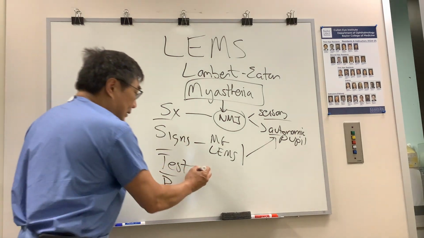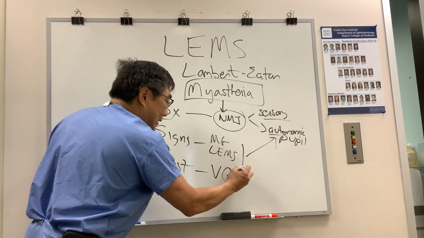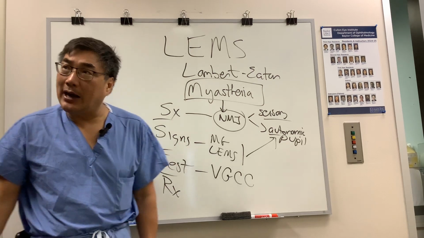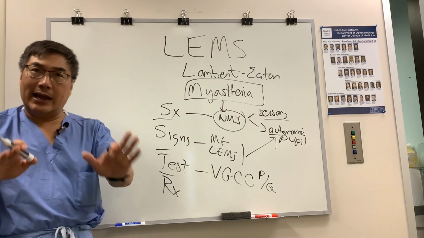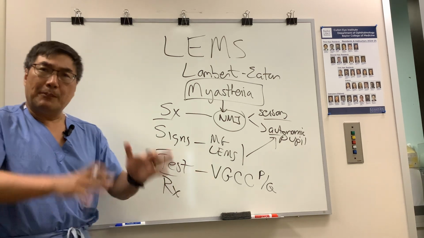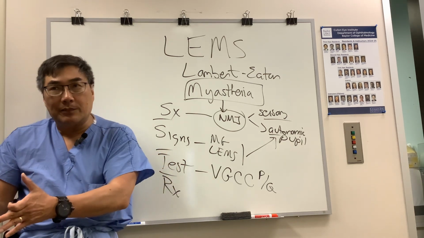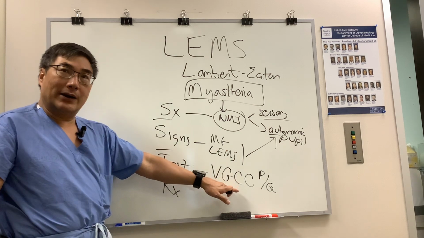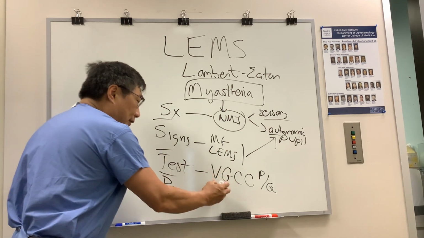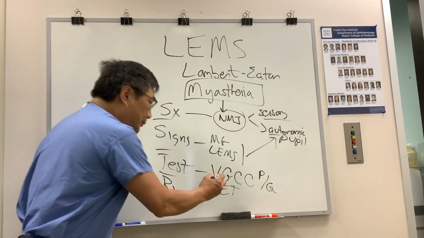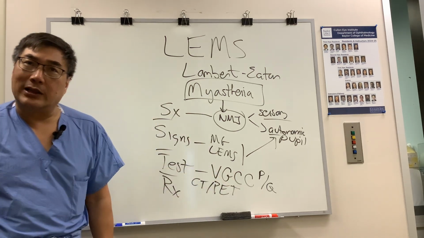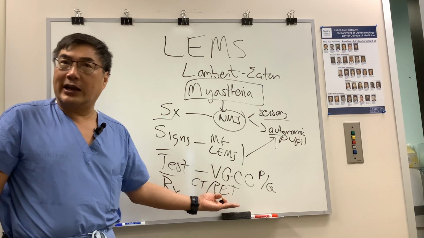The test is a blood test, voltage-gated calcium channel antibody. It is a P/Q antibody, less commonly the N antibody. And there's two forms, paraneoplastic and non-paraneoplastic, even though they're both autoimmune antibody mediated. And that means you have to do a full imaging study, a CT of the body, because usually it's small cell carcinoma of the lung, but a full body PET scan to look for cancer.